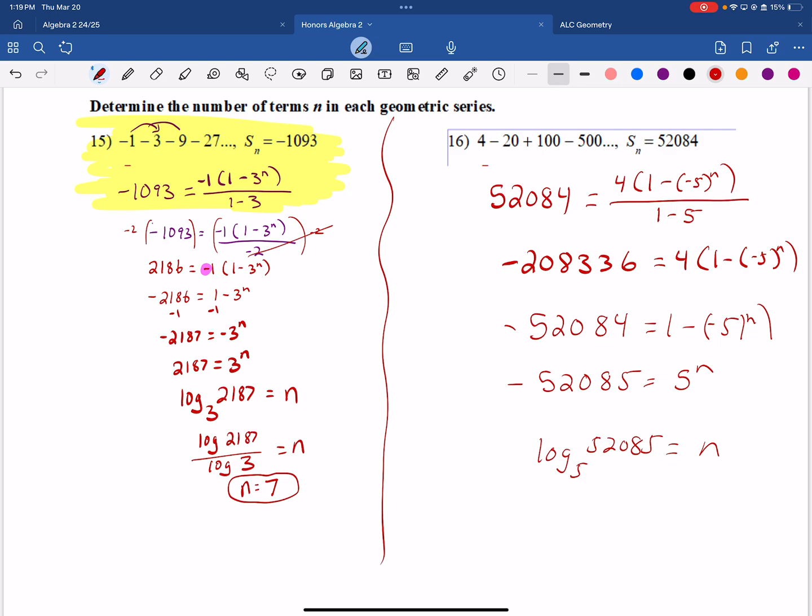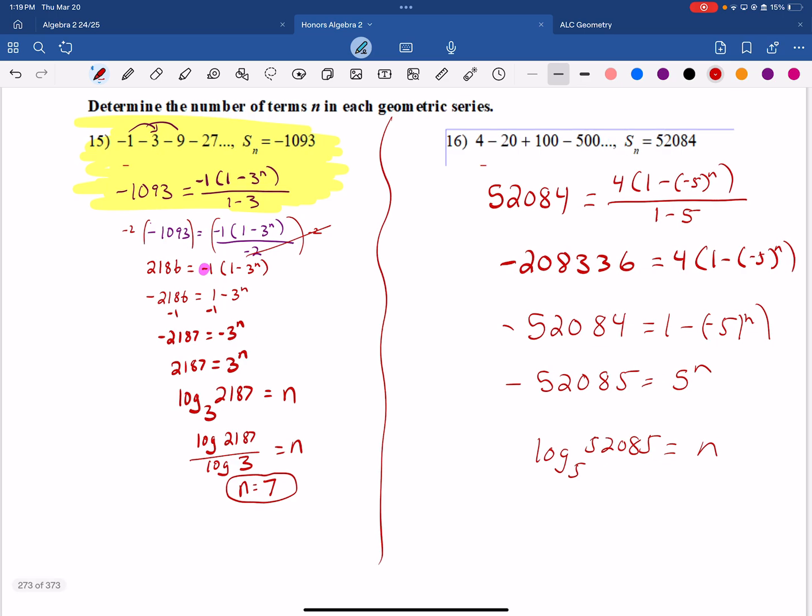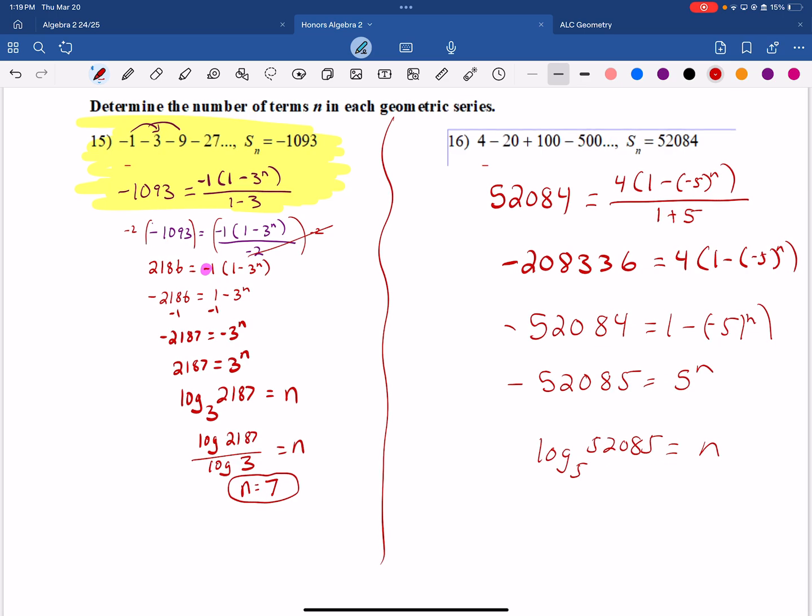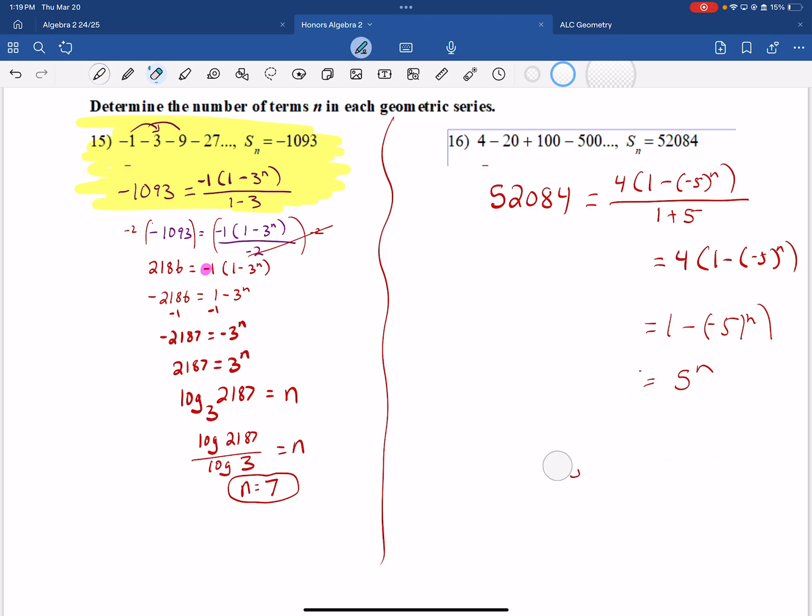Oh no, you're supposed to multiply by 6. Oh, this should be minus. This should be +5, shouldn't it? My bad. Because it's minus -5, so that should have been 6, right? So 52084 times 6. Oh, so it's +5. It's 312,504. That look better? Yes. So 312503.